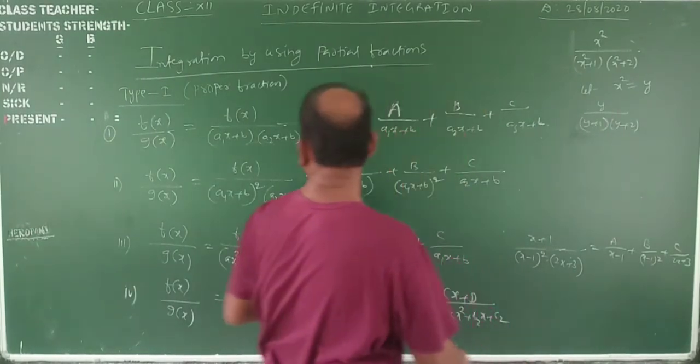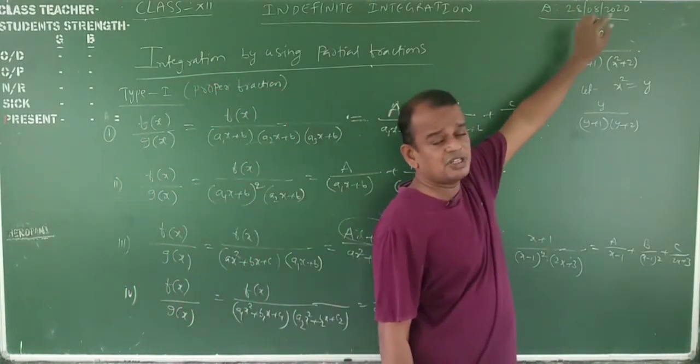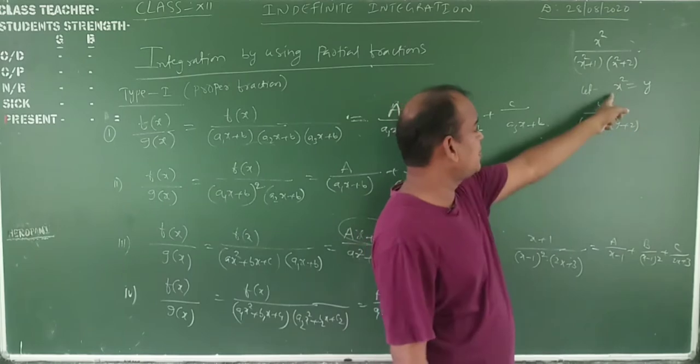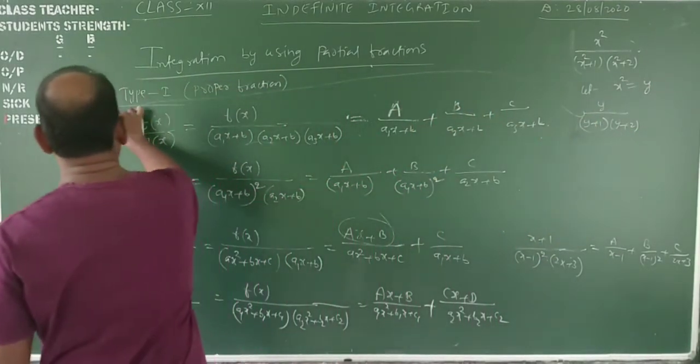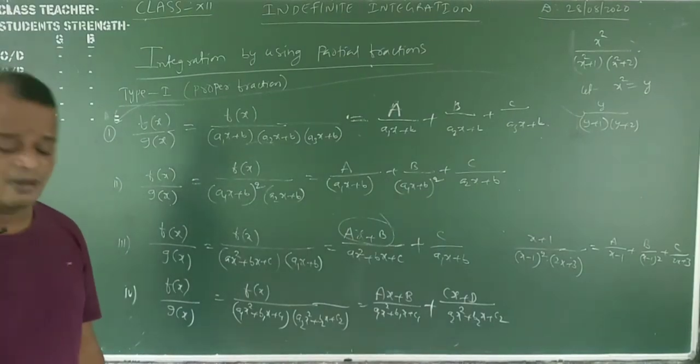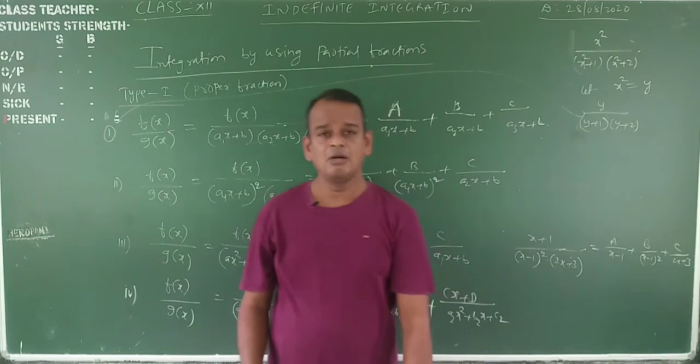Whenever every term of f of x and g of x has x square, put x square is equal to y. After that, this will be converted into the type 1 problems. Okay, my dear students, in this way, you remember all the types.